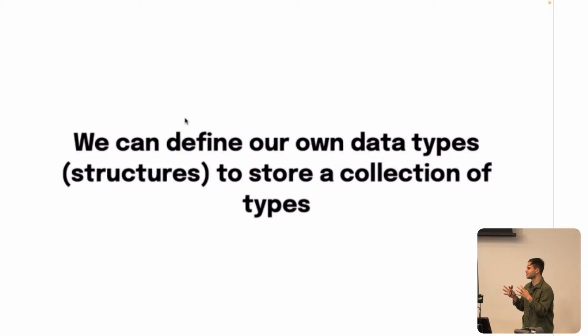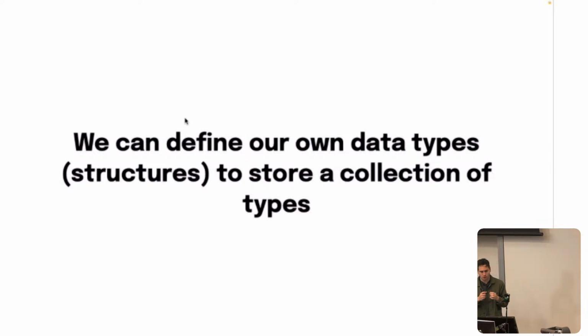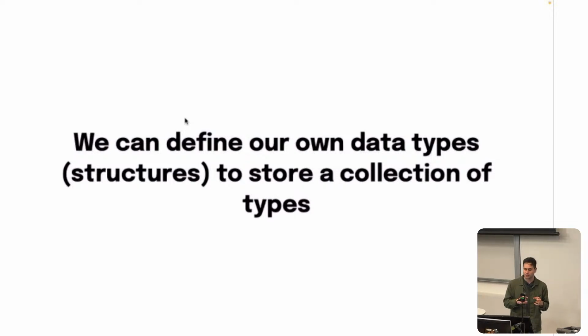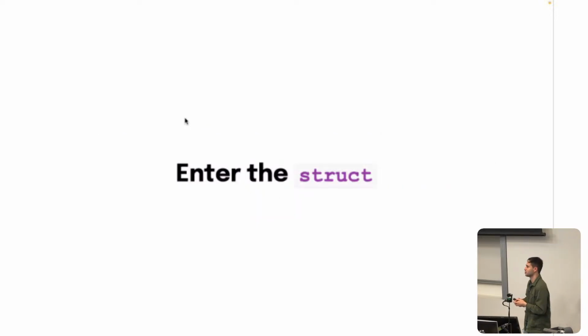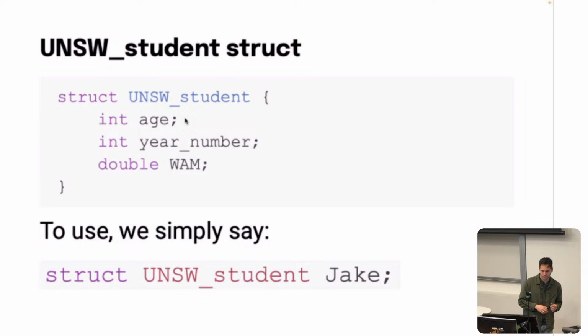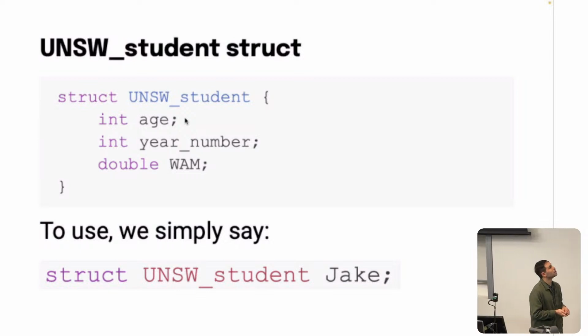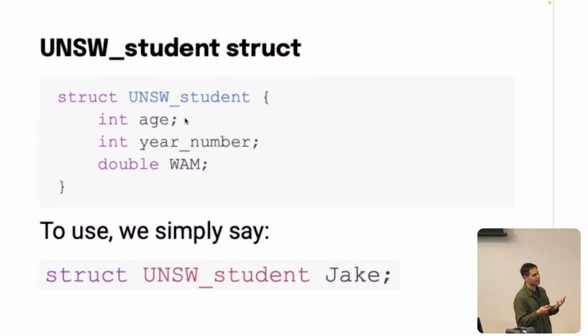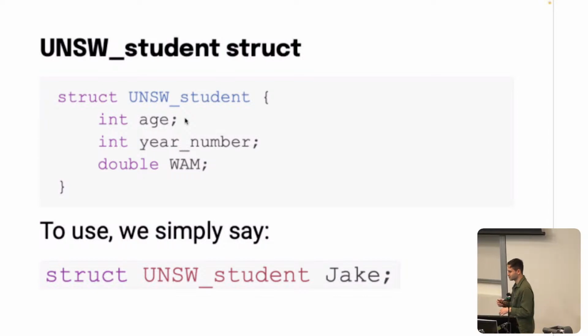Is that idea making sense? Yeah. So we want a way to define a data type, some sort of structure that stores a collection of different types of different values. And so we now meet a new friend called the struct. Struct standing for? So if only there was some way we could define a structure to represent a UNSW student. Oh, look, there is.